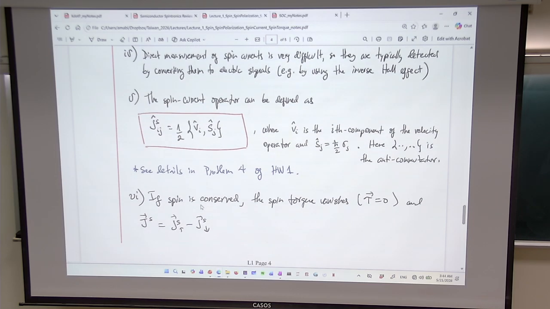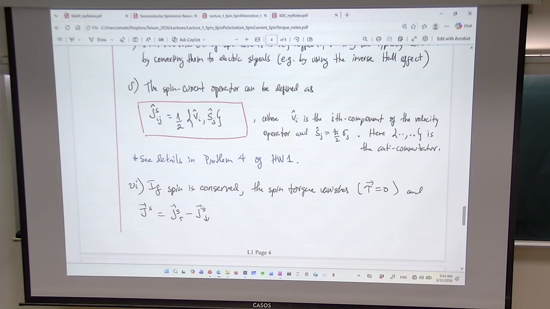So in the case that there is no torque, so the spin is conserved and the spin torque is 0, then one can find that the spin current is the difference between the charge current for spin down electrons and spin up electrons. So essentially this relation here.